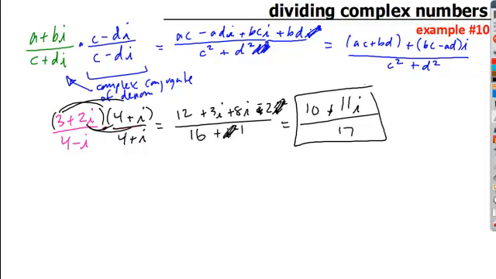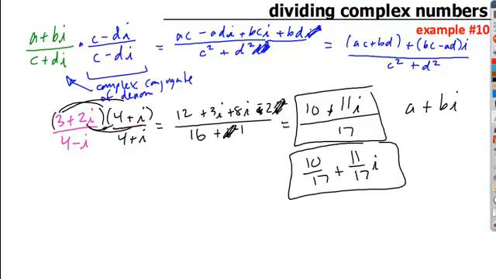Often it's probably easier to write this in the form a plus bi, and sometimes you will be asked to write it that way. If that's the case and it's a rational form of a fraction, what you would do is distribute your denominator into each term. So this would be written as an a value of 10 over 17 plus a b value of 11 over 17 i. And that's the form in which you will likely be asked to enter your answer.